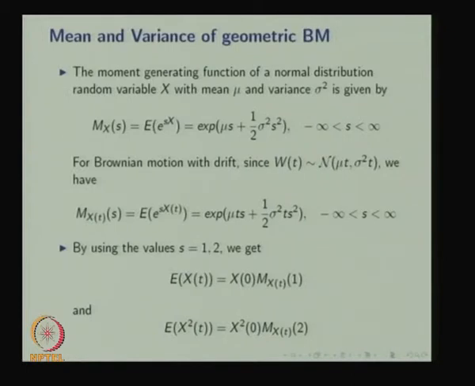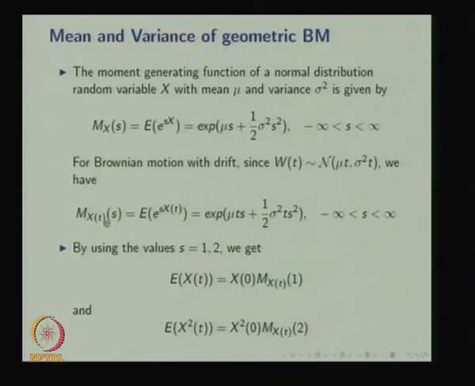Why are we using the moment generating function? Because the geometric Brownian motion and the Brownian motion are connected in the form X_t equals X_0 e to the power W_t, where W_t is normally distributed with mean 0 and variance t. Hence, I am using the moment generating function of X_t as a function of s, that is the expectation of e to the power s times X_t.